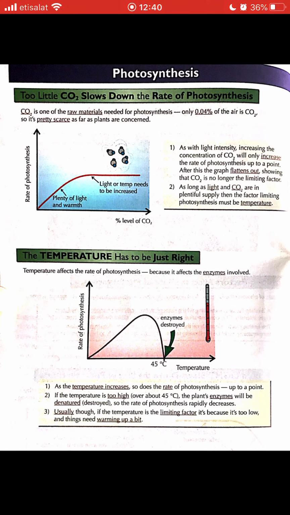Typically though, as you can see, the temperature for denaturing your enzymes is quite high. It looks to be maybe 50 degrees Celsius, something like that. That is obviously quite high. So what happens more commonly is actually the temperature is too low. That's what happens more often than not. So it's a little bit low, so actually we could increase our temperature.